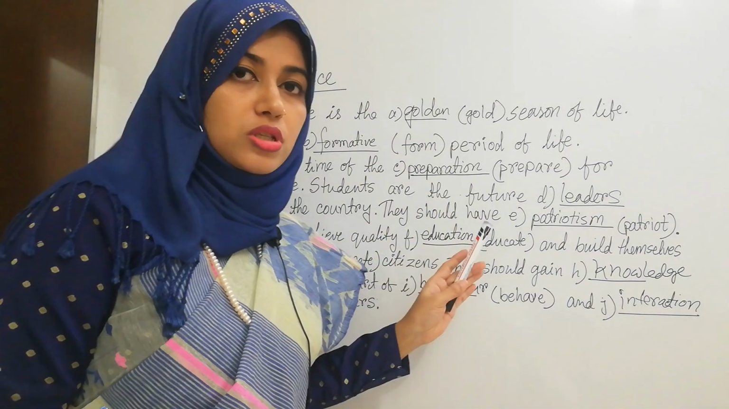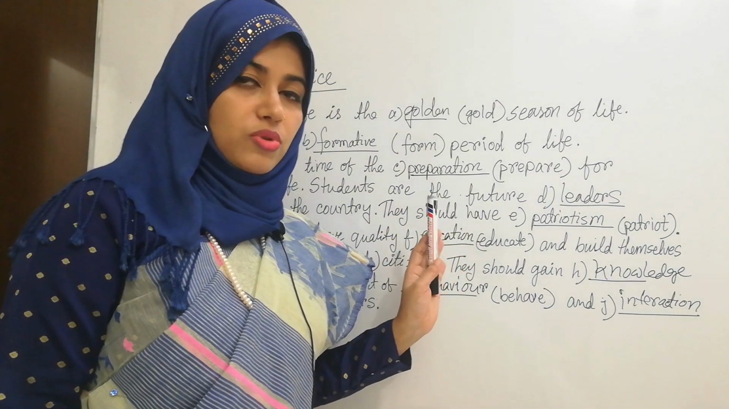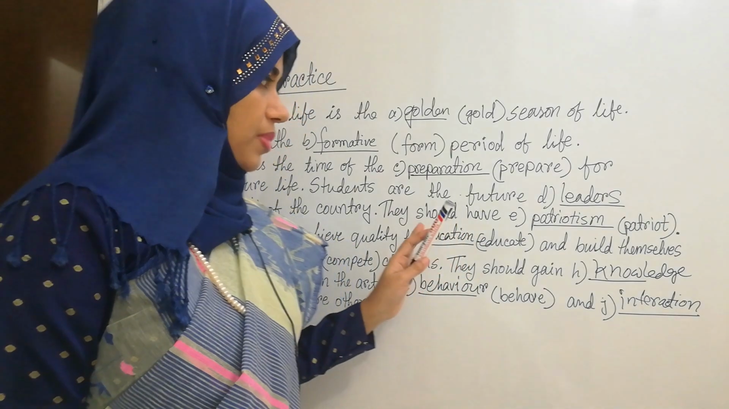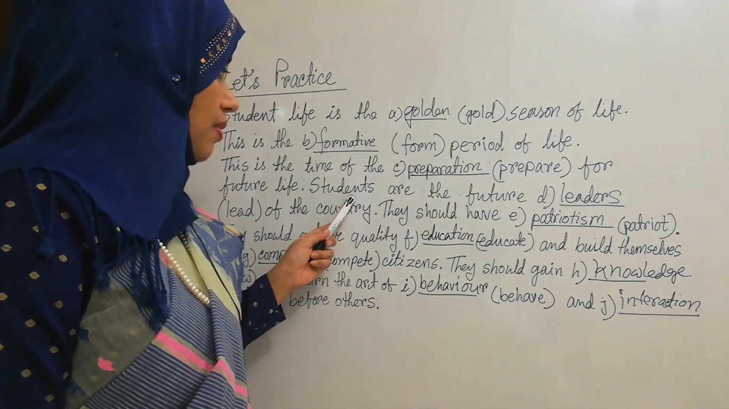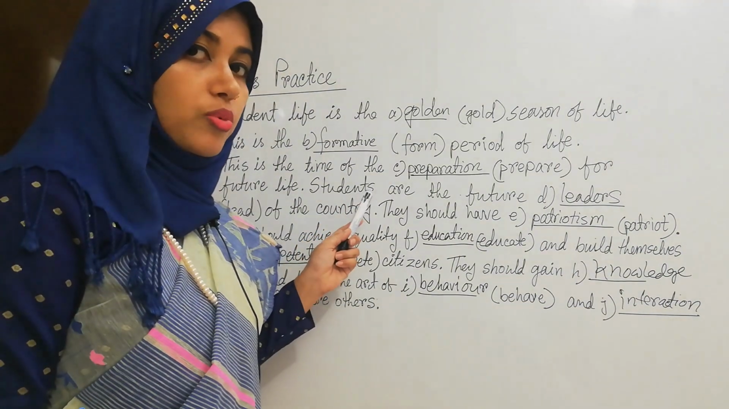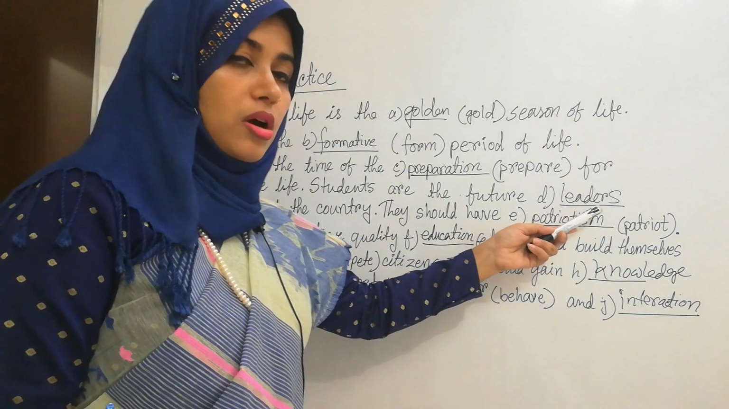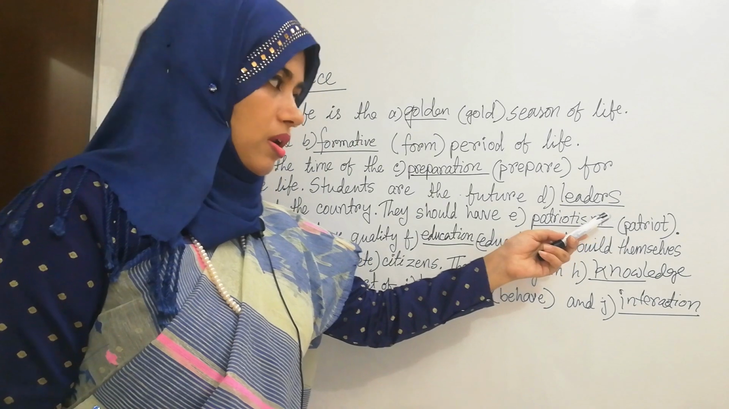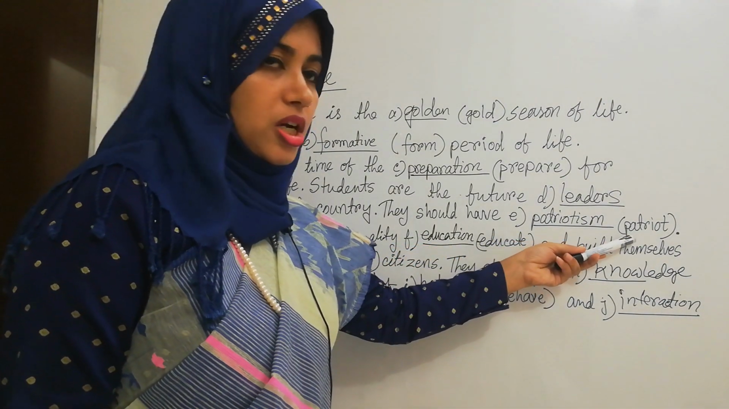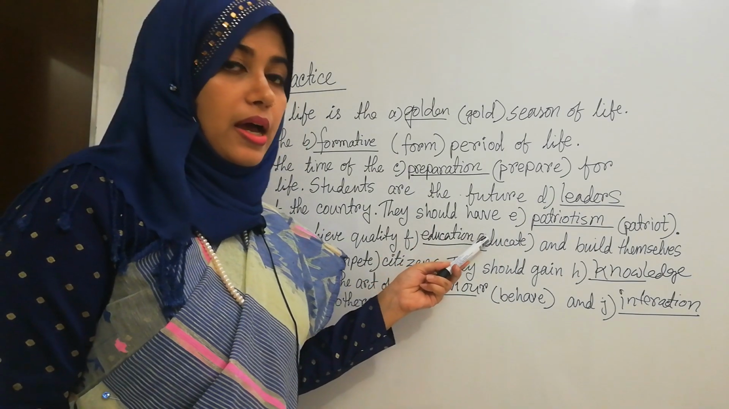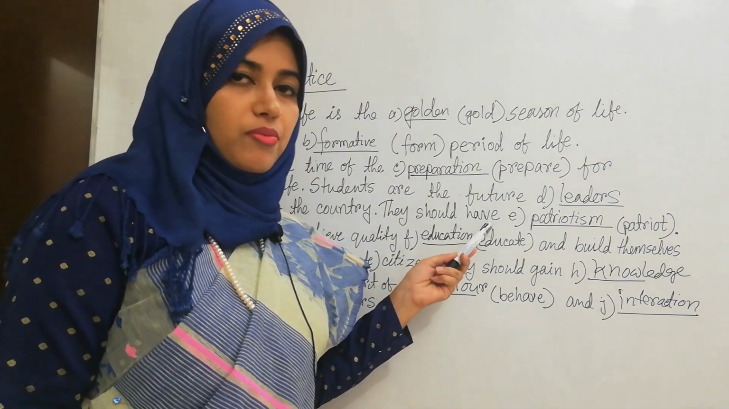This is the most common mistake that we find in students' copies. They do not follow the subject. The subject is in plural, so you have to use the object noun as plural. Okay, then they should have patriot. They should have is the main verb here.